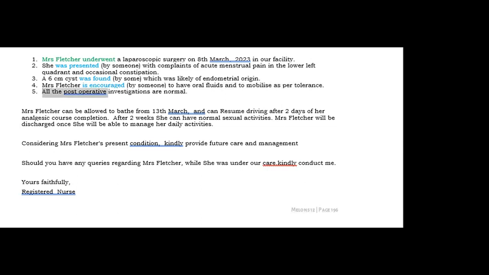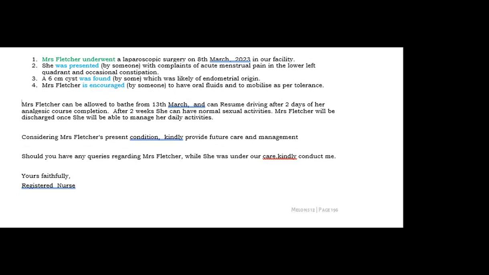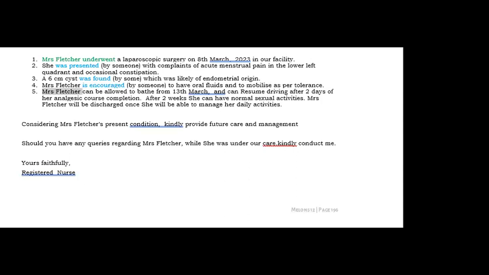All the post-operative investigations are normal. This is not a sentence for that. Okay, Mrs. Fletcher can be allowed to bathe. Can be allowed. Is it past tense? Sorry, it is passive voice. It is definitely a passive voice. To bathe - don't write bath, it is bathe - from 13th March, and can resume.